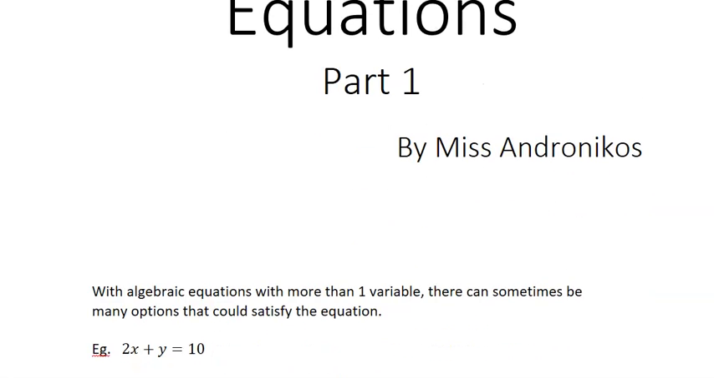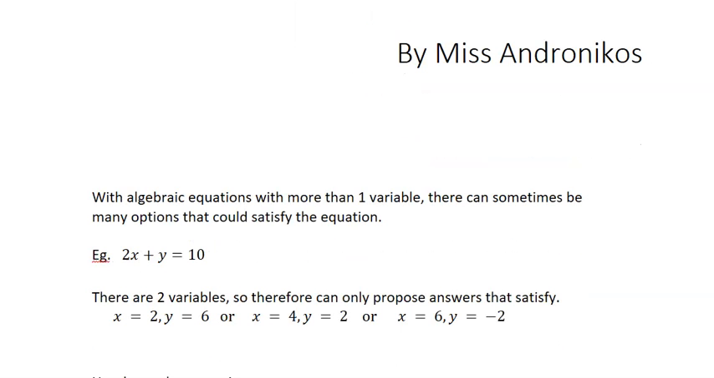Okay, so with algebraic equations with more than one variable, there can sometimes be many options that could satisfy the equation. For example, you've got 2x plus y equals 10. So two variables here, therefore you can only propose answers that satisfy. Here are 3 examples of answers for x and answers for y that would satisfy that equation.